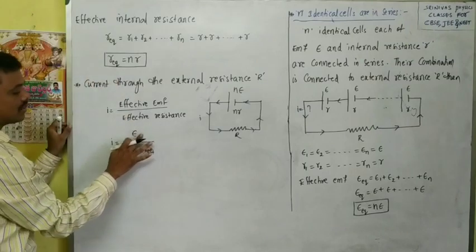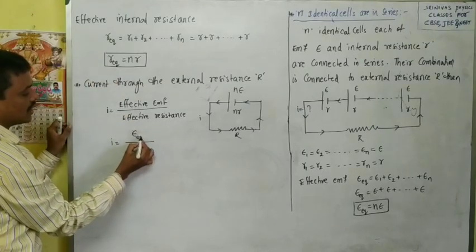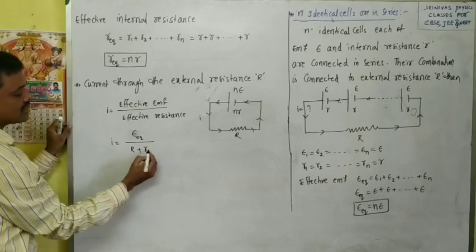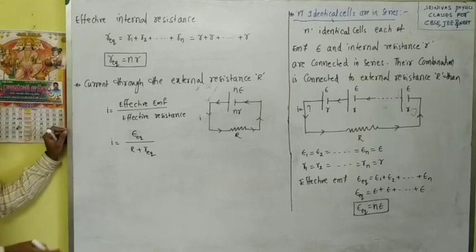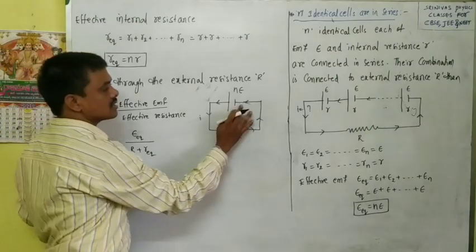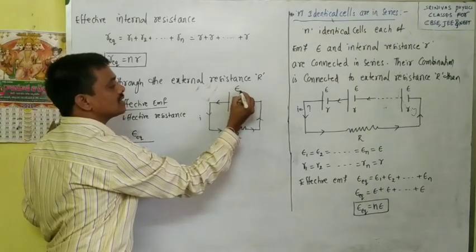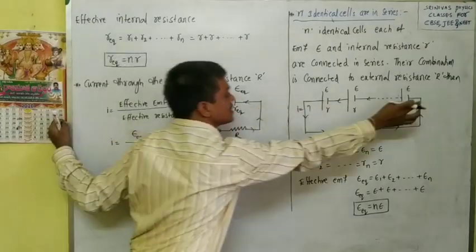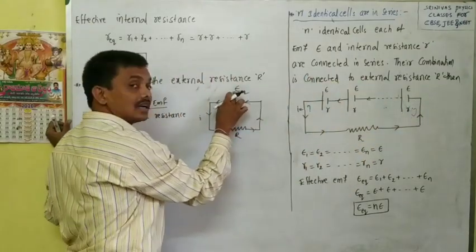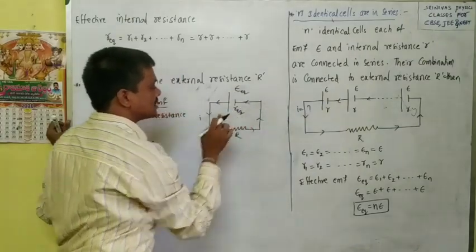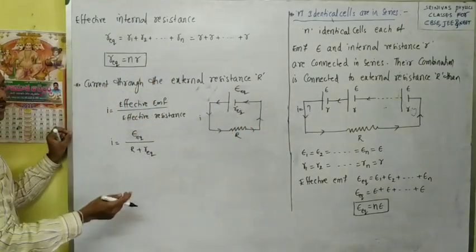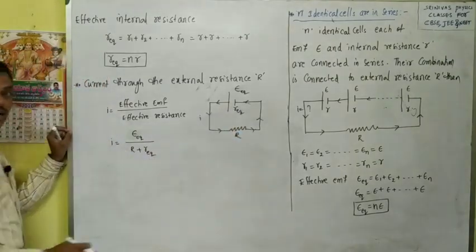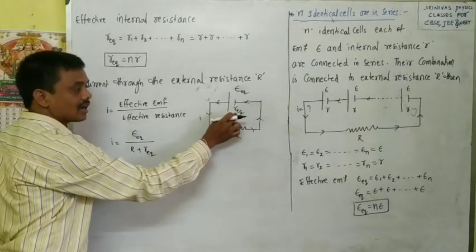We are writing E equivalent, E suffix EQ, and R equivalent, R suffix EQ. If all these cells combinedly act as one cell, its EMF is E equivalent and its internal resistance is R equivalent. Then the current is EMF by total resistance. Total resistance is capital R plus the internal resistance of the cell, R equivalent.